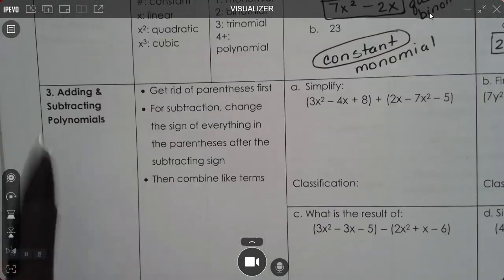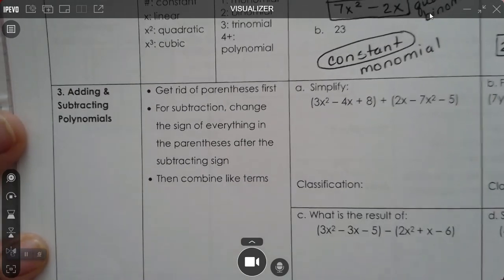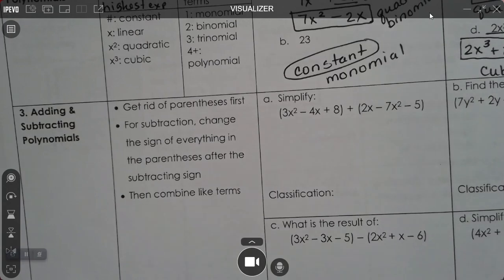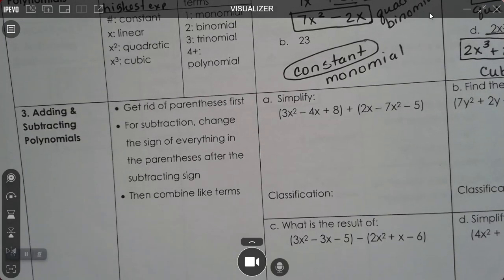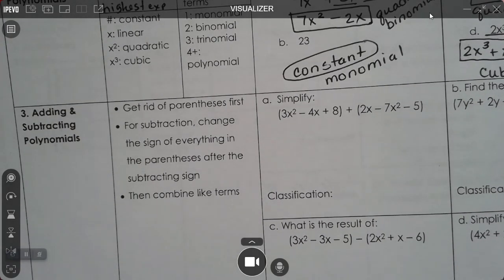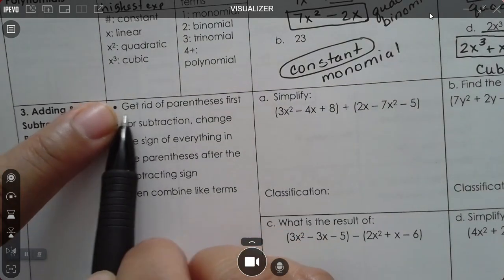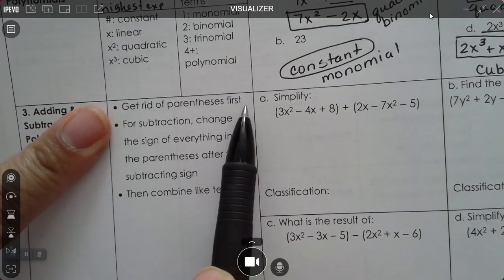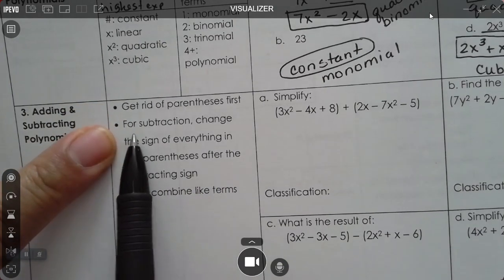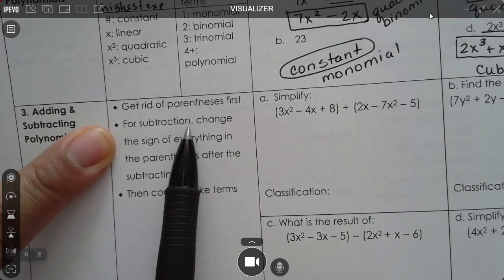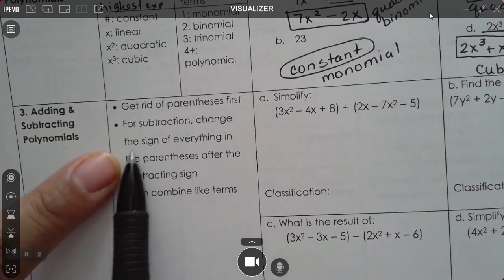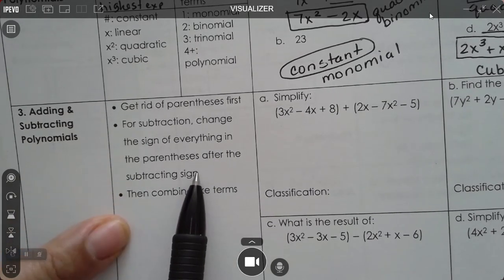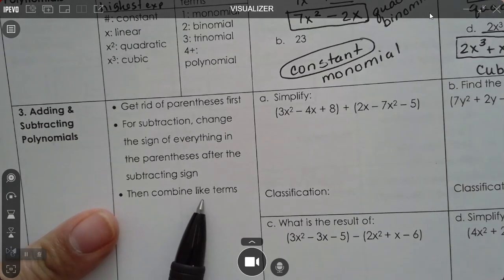The next thing you need to be able to do is add and subtract polynomials without making mistakes with the negative sign. Make sure you have that calculator ready if you don't understand the integer addition that we're doing. The first thing you want to do is get rid of your parentheses, which we don't have to do if we have plus signs. But if we have a minus sign, we need to change everything inside the parentheses that follows that negative sign. And then afterwards, we need to combine like terms.